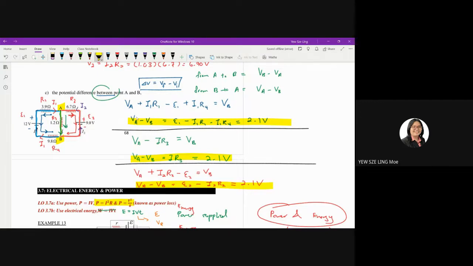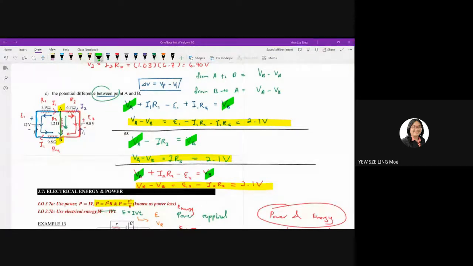So you start from point A, you end at point B. Kalau kamu tengok equation saya, I start from A, ends at B, start from A, ends at B. All right. So I think that's all.